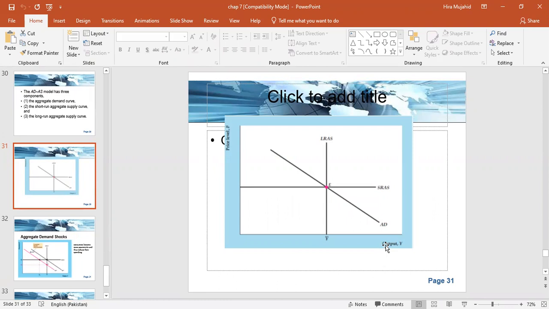The aggregate demand curve shows, for any price level, the total quantity of goods and services demanded by households, firms, and government. The aggregate demand curve slopes downward, which implies that when the general price level is higher, people demand fewer goods and services.